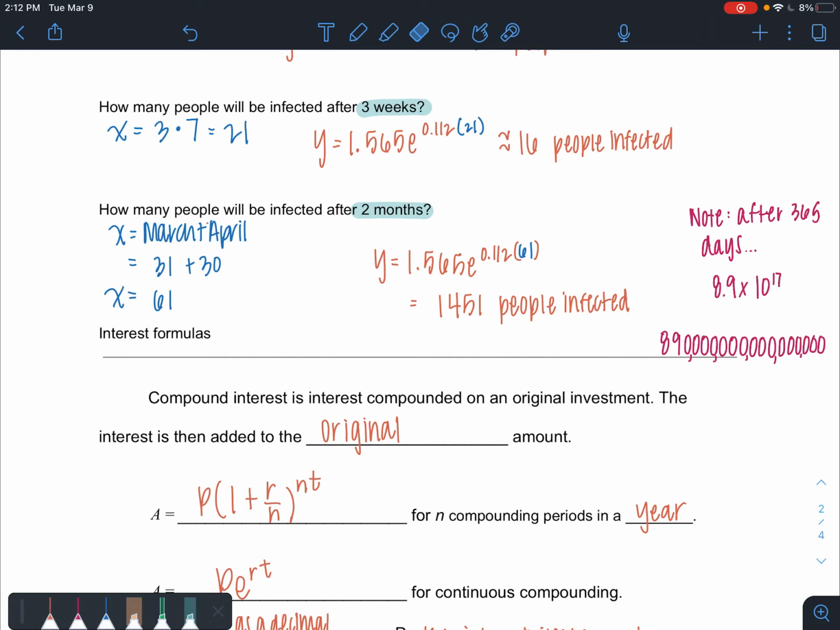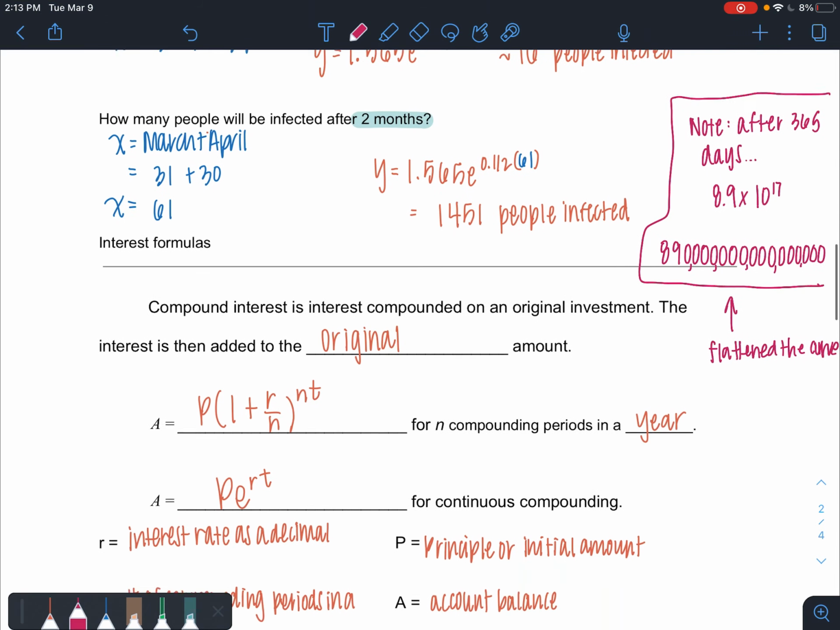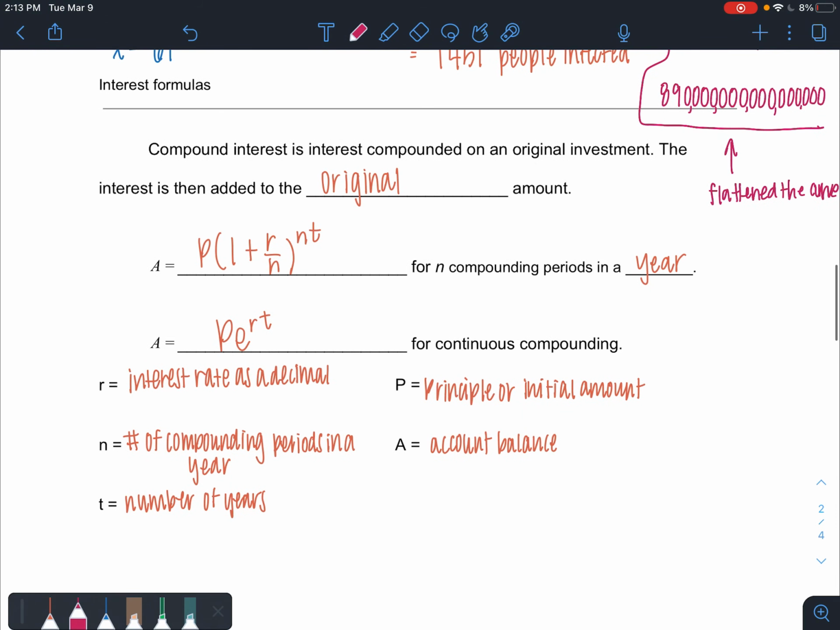Obviously, this isn't quite true anymore because of the fact that we did flatten the curve by wearing masks and stuff like that. So by wearing our masks and staying inside, we really reduced the amount of people that got coronavirus.